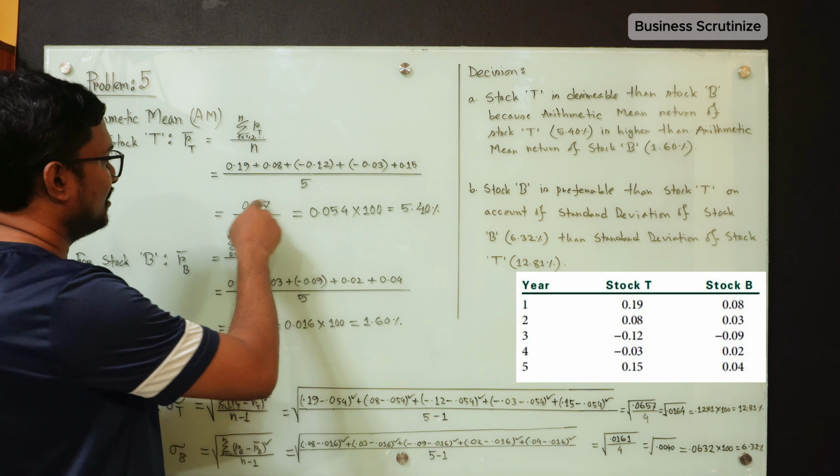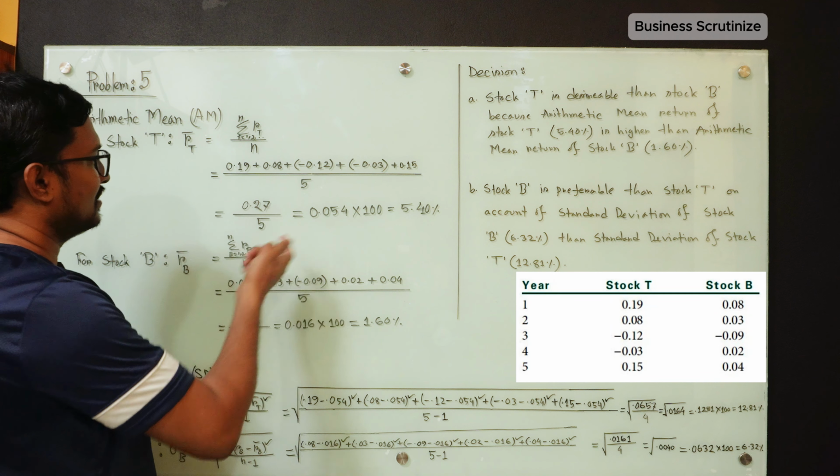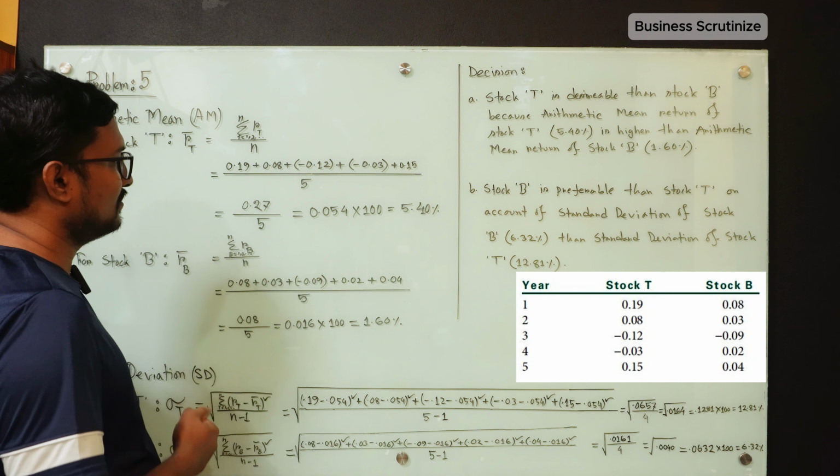If we sum, it is 0.27, and we divide it by 5. After division we have 0.054, which should be multiplied by 100 to show the rate of return in percentage, so we get 5.4%. This is the way we follow to compute the arithmetic mean for stock T.